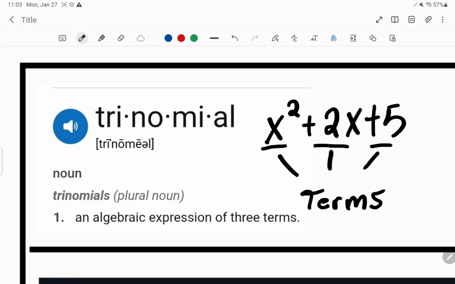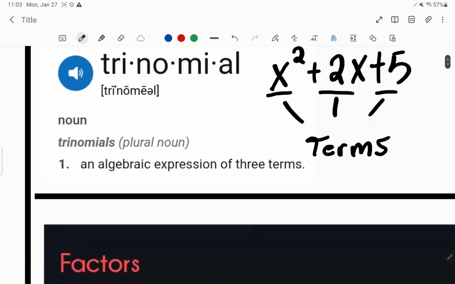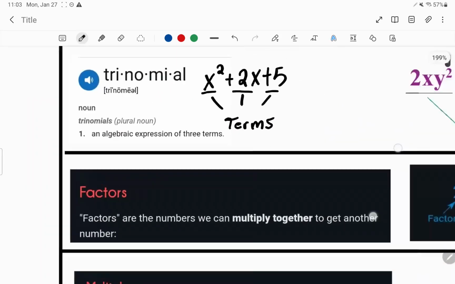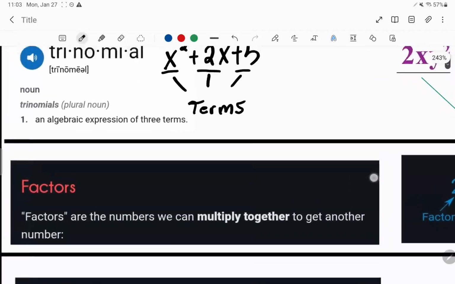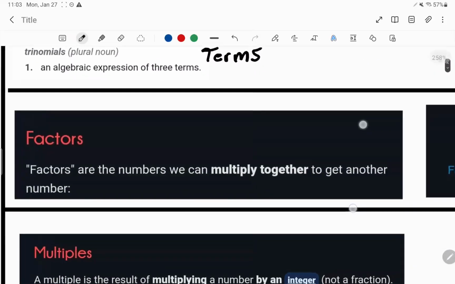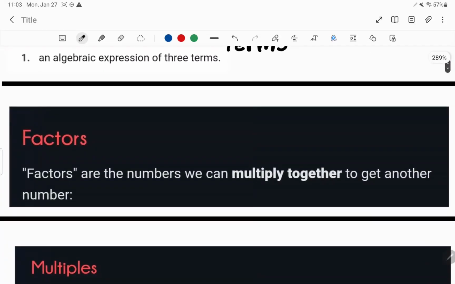So we're going to be working with quadratics. That's the number one thing that we are going to be working on today. Now, once we know we have the quadratics, we're going to go into the second vocabulary of today: factoring, or in other words, factors.